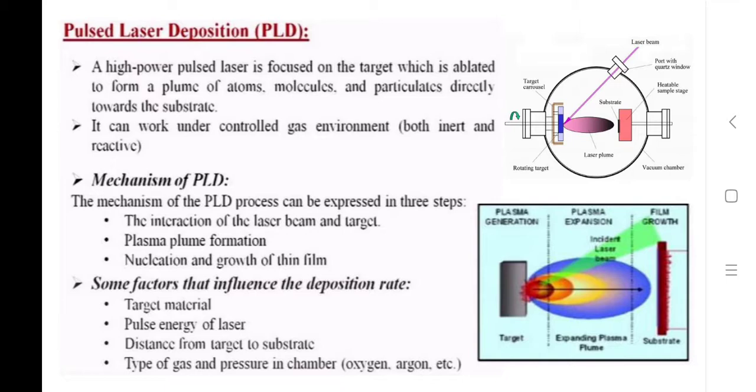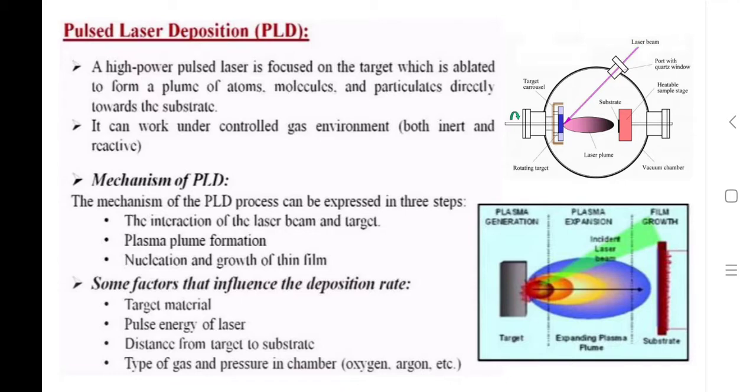First one is the interaction of the laser beam and the target, then plasma film formation, and then nucleation and growth of the thin films. Okay, so these are the three.